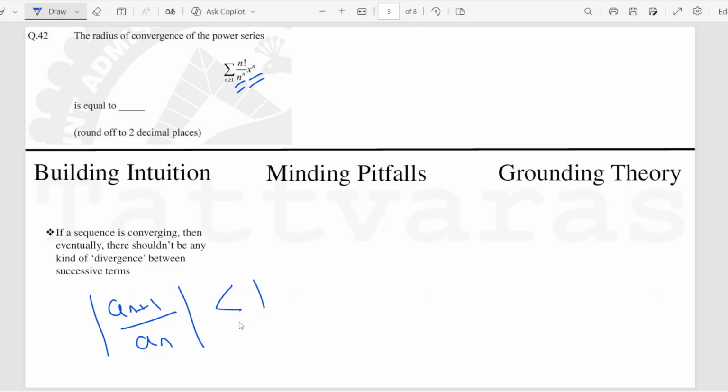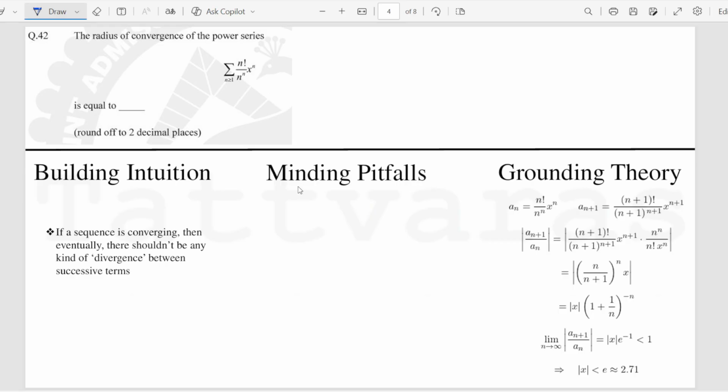Now, why less than 1 and not greater than 1? Because think about it. If it is greater than 1, it would essentially mean that something like this is happening. The magnitude is increasing over time. And that is not convergence, that is divergence. So that's some intuition about convergence and the radius of convergence, which is going to be the radius around this variable x.